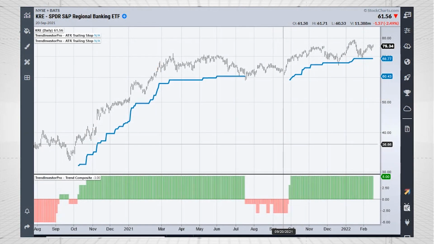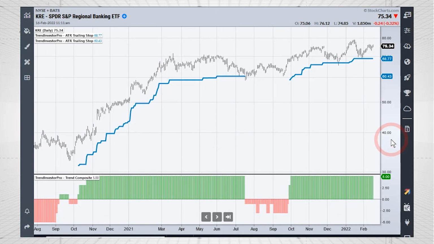So the next indicator is the ATR Trailing Stop. And I'm going to use a longer term example. You can use this for shorter term trading with a tighter stop. But in this longer term example, you can see there's a Trend Composite indicator, and it's turning bullish there in late September. And so I set the ATR Trailing Stop.